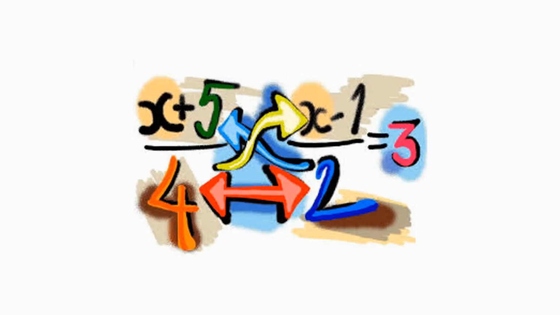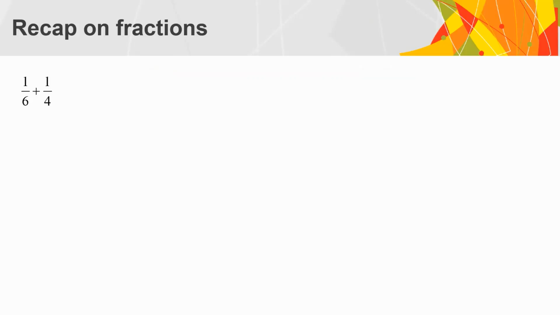Hi everyone, in this video we are going to learn about algebraic fractions, mainly for addition and subtraction. Before we go into that, let's recap on the concepts when we add and subtract fractions. The first thing we want to do is to change the denominator to the same number in order for us to add. So we can cross multiply times 4 and times 6, and after that, when we have the same denominator, we can add the numbers together.